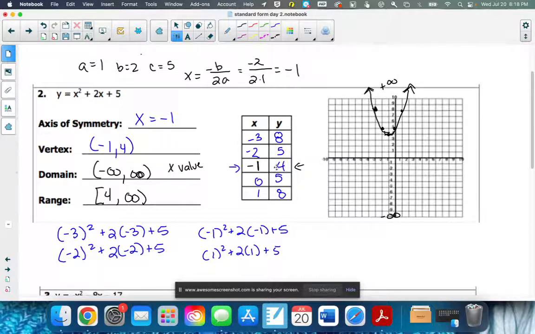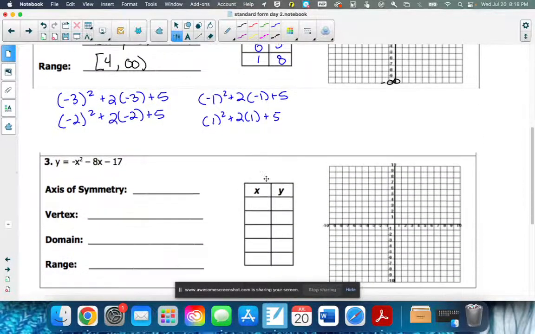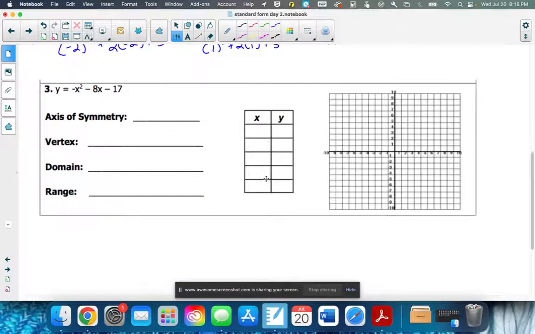All right, so that vertex is a very important point. Again, not only is it the middle of our graph, it's where it gives our axis of symmetry, it's how we get our range. We'll be doing several other things with it. So it's a very important point. All right, let's try a negative one. Okay, so in this case, A is negative 1, B is negative 8, and C is negative 17. All right, so let's start with the vertex.